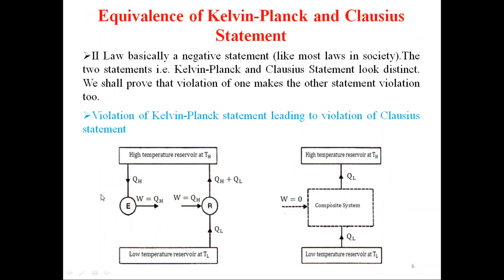So here we are having a heat engine in which we are supplying QH amount of heat from a high temperature reservoir at temperature TH, and this is doing an equivalent amount of work W equal to QH. So that means this heat engine will have 100% efficiency, and such type of heat engine violates the Kelvin-Planck statement.